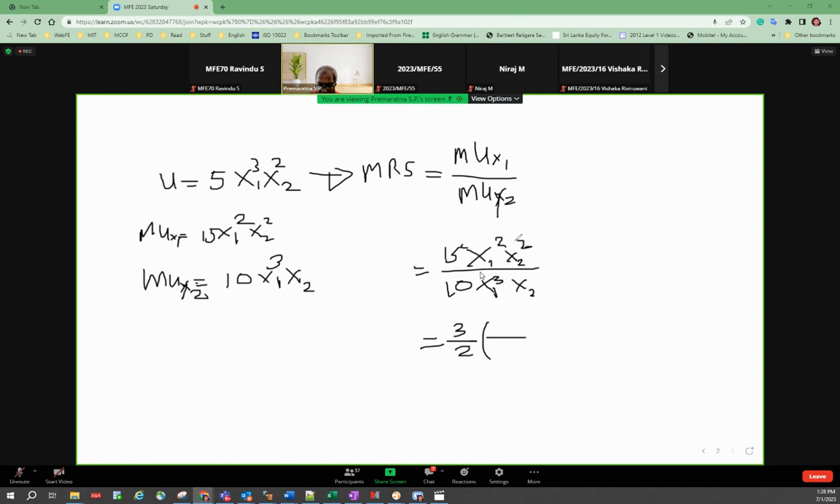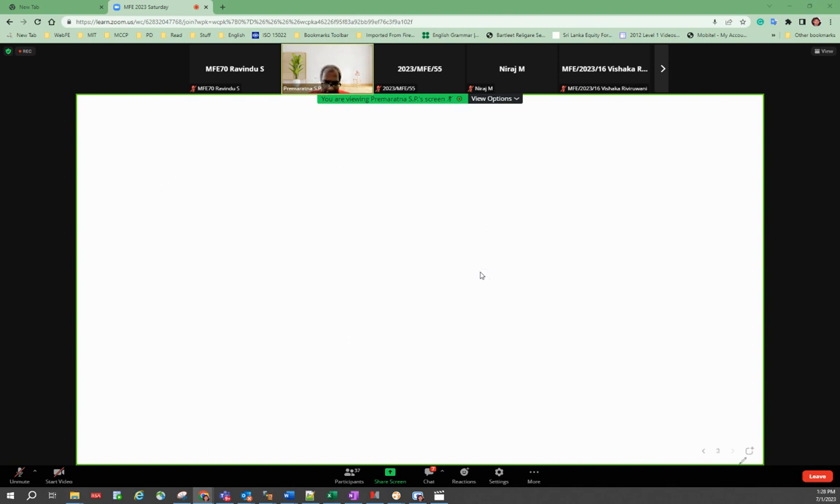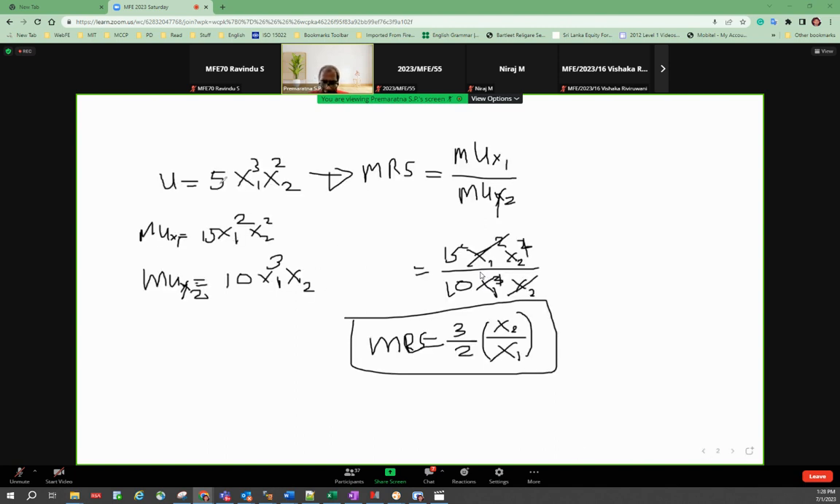Up to this, X1 to this. So this is the MRS. This is the MRS. Now look at it: you have the equation, this one. If you have the indifference curve, with X1 and X2 on the axes.